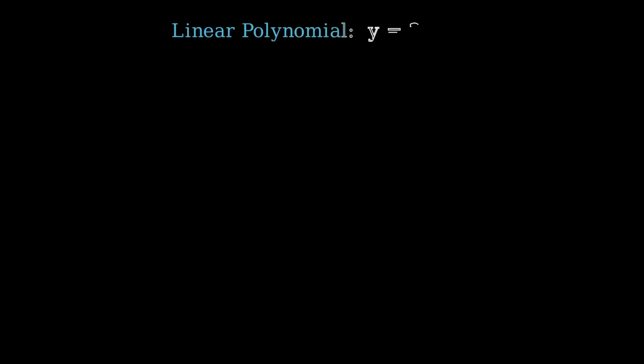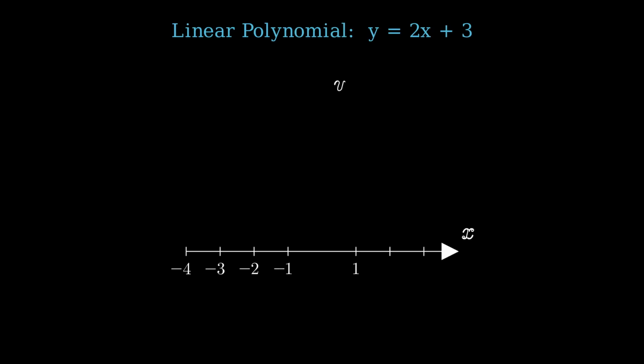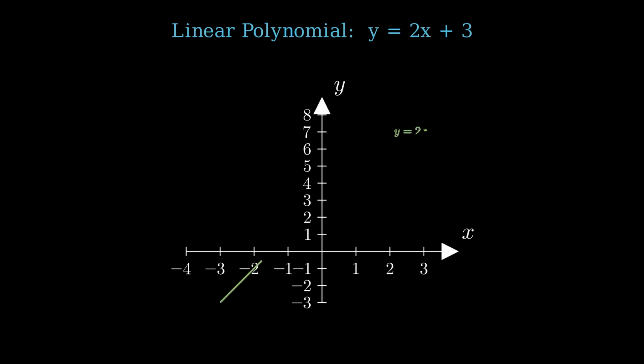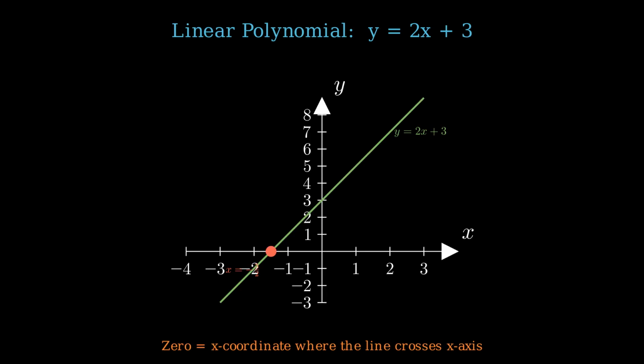Let us explore the geometrical meaning of zeros of a polynomial. We will understand zeros by looking at the graphs of polynomials. First consider the linear polynomial y equals 2x plus 3. When we plot this on a graph we get a straight line. Notice where the line crosses the horizontal x-axis. It intersects the x-axis at the point where x equals negative 3 over 2. This x-coordinate is exactly the zero of the polynomial. So geometrically, the zero of a linear polynomial is the x-coordinate of the point where its graph crosses the x-axis.